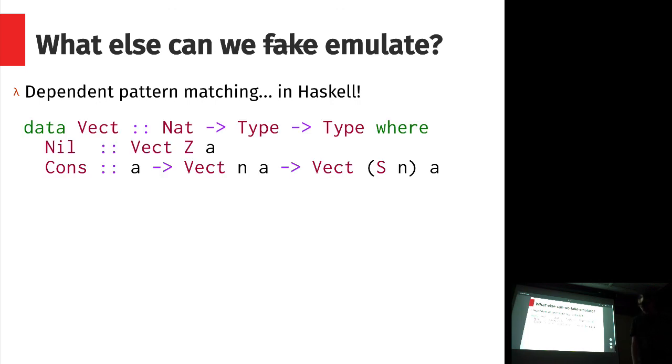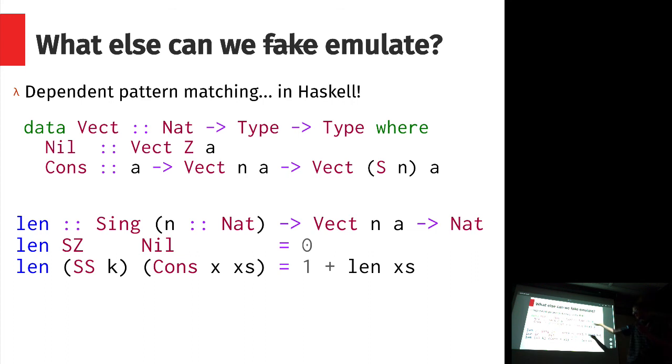Actually, it turns out we can. So turning the vector type into Haskell is not much work at all. Again, we just have to turn some single colons into double colons. And then to actually write len, instead of pattern matching on n, you just have to pattern match on a singleton type. So that's possible, and that's cool. And the GHC type checker is smart enough to deduce that you don't need to write all 4 cases. So this will compile without warnings.